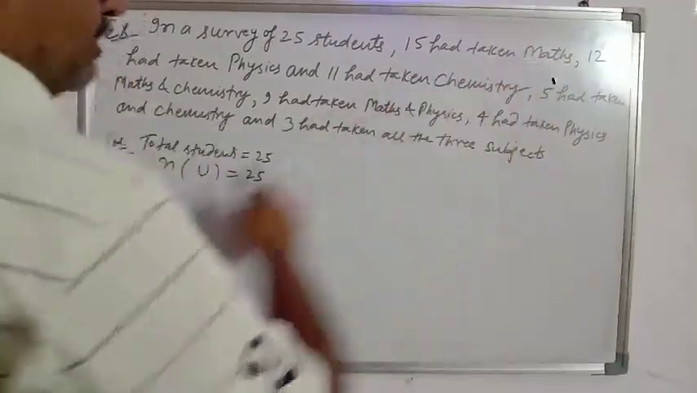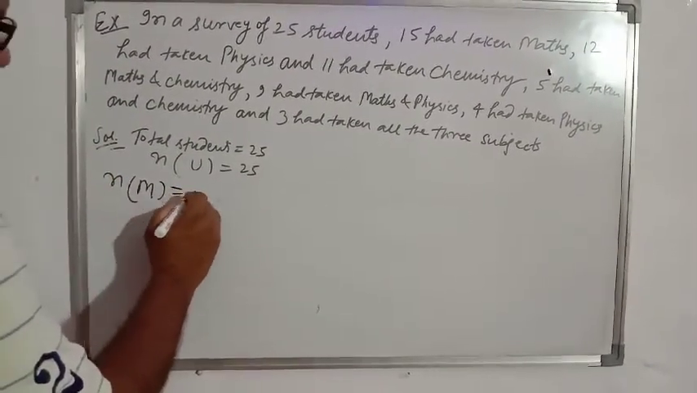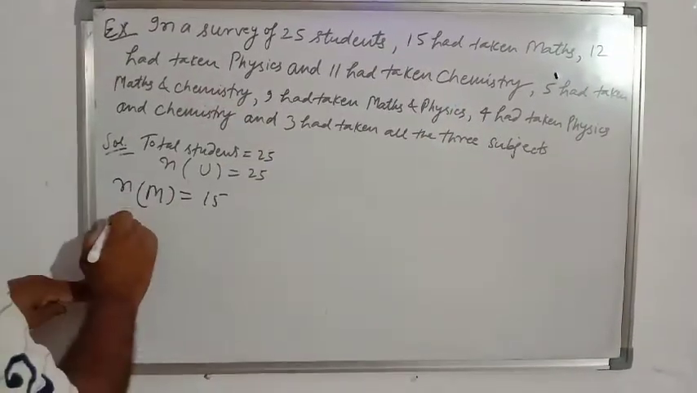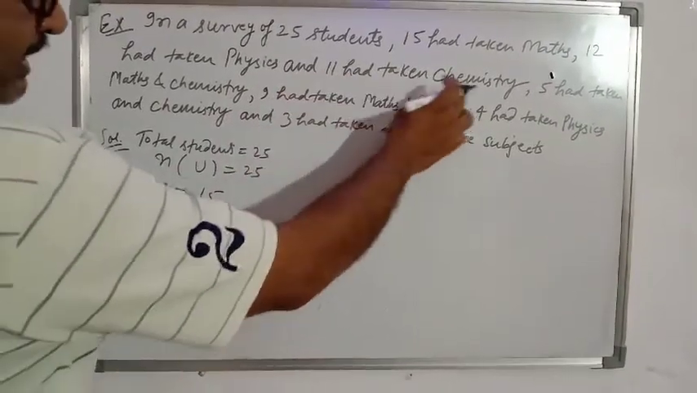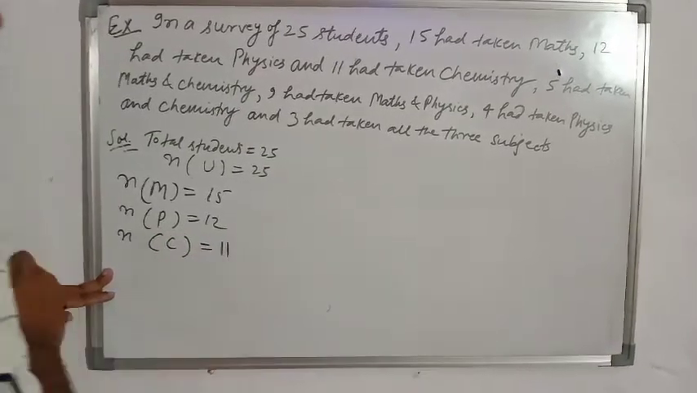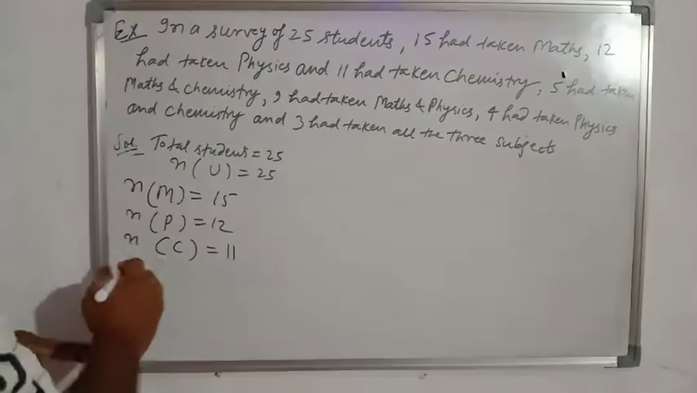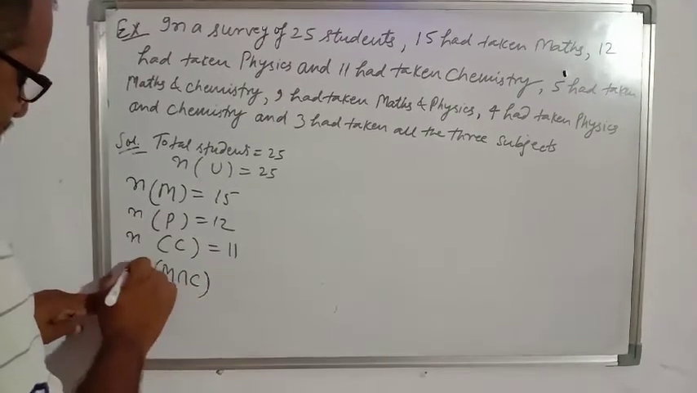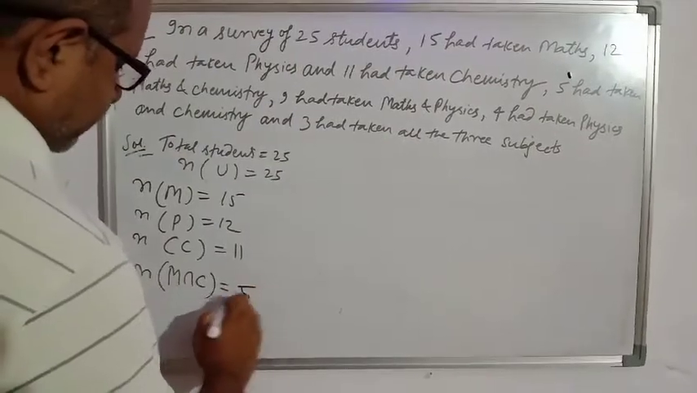15 had taken math, so we will write cardinal number of math 15. Next, 12 had taken physics, cardinal number of physics 12, and 11 had taken chemistry, cardinal number of chemistry 11. 5 had taken math and chemistry both. Math and chemistry both means math intersection chemistry. Cardinal number of math intersection chemistry is 5.